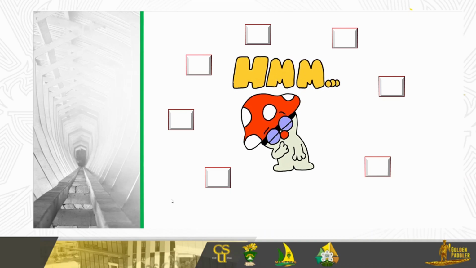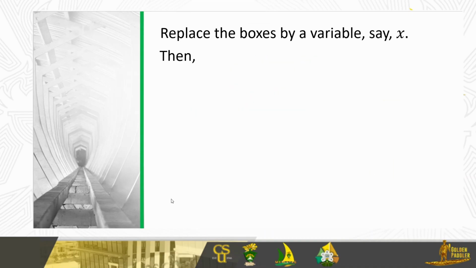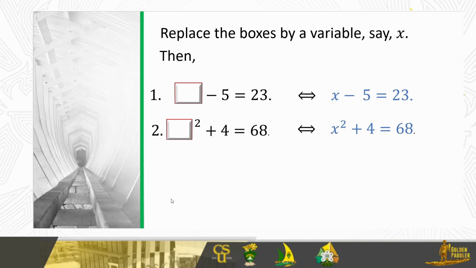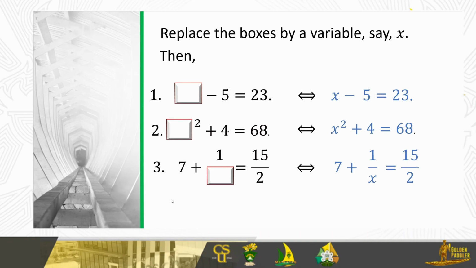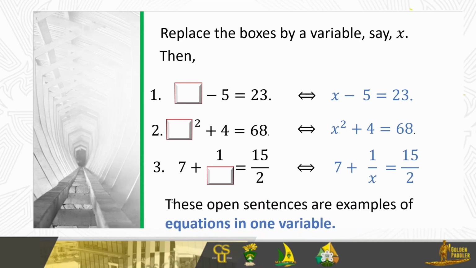But let us not worry, because fortunately, mathematics provides a method or a technique to make such problems easy, like a piece of cake. All we have to do is to replace the boxes by the variable, say x. Then the equalities in the previous slides become the following equations. The first one becomes x minus 5 equals 23. The second one becomes x squared plus 4 equals 68. And the third one is 7 plus 1 over x equals 15 over 2. These open sentences are examples of equations in one variable.